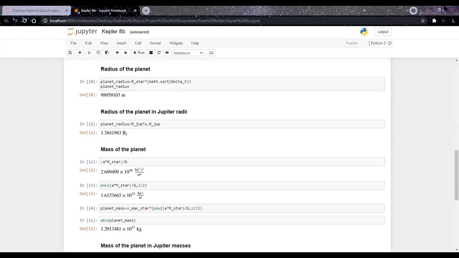The radius of the exoplanet Rp is given by R star multiplied by the root of f transit. The radius of Kepler 8b is deduced from this formula as 98959,103 meters or 9.8 into 10 power 7 meters, which is equal to 1.38 radii of Jupiter. Hence, this planet is slightly bigger than Jupiter, but many times bigger than the Earth.